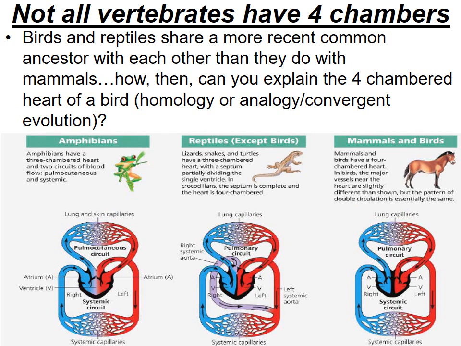So one interesting thing to think about is the idea that birds and reptiles share a more recent common ancestor with each other than they do with mammals. But mammals and birds both have that four-chambered heart. So is a four-chambered heart an example of analogy or homology when it comes to comparing mammals and birds? Think about that very carefully to connect this back to evolution.